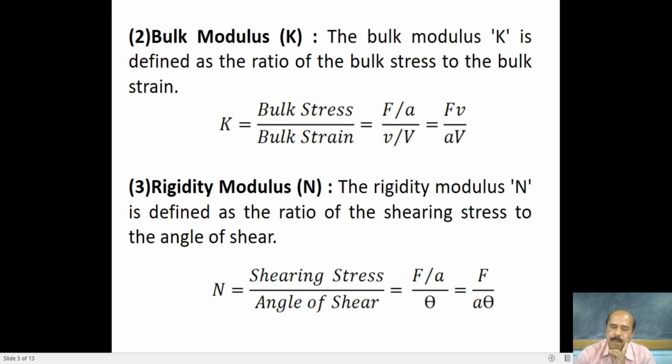The last type of modulus is bulk modulus. It is defined as the ratio of volume stress to its volume strain. Bulk modulus is always represented by the letter K, and the unit of bulk modulus is also the same as that of the remaining two moduli of elasticity, that is Newton per meter square.